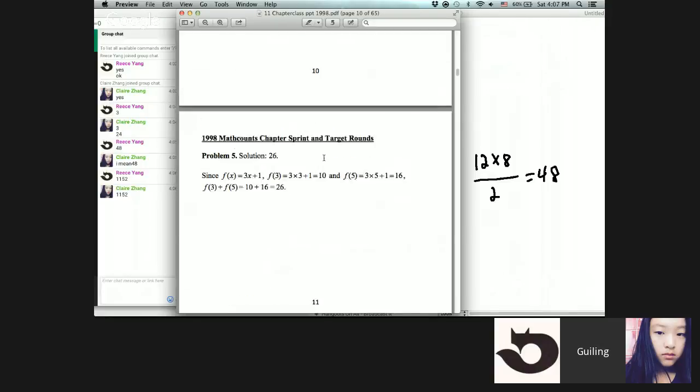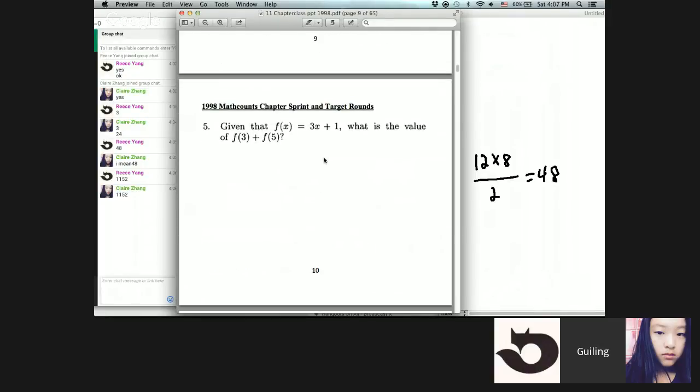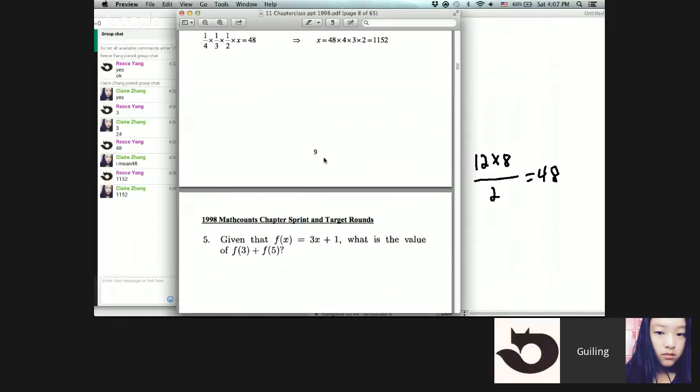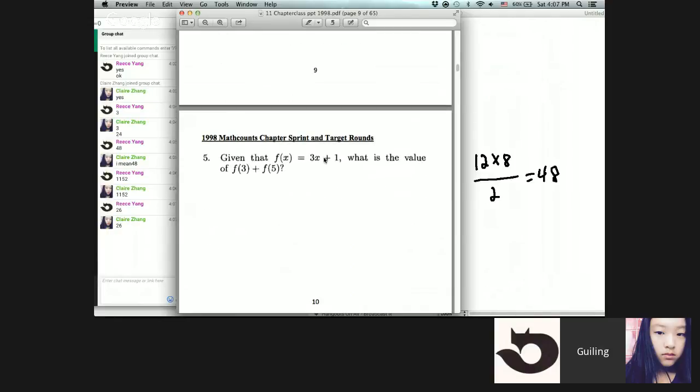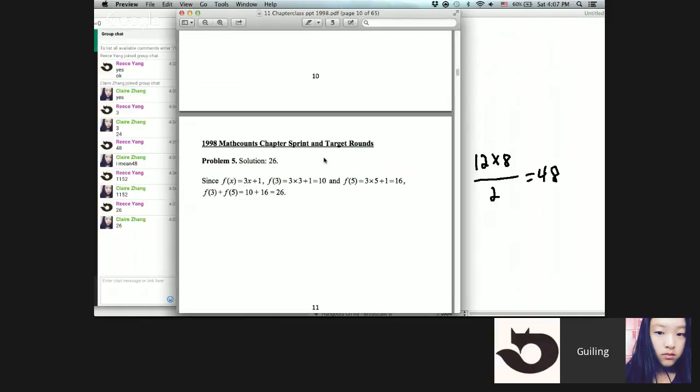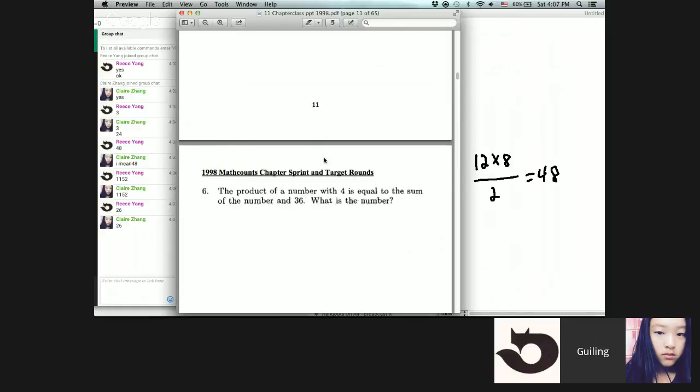Okay, on to the next problem. Oops. Given that f of x is equal to 3x plus 1, what is the value of f of 3 plus f of 5? Right, nice job. 26 is the answer. So just simple arithmetic. The point of these is you have to do them fast and still get them correct.